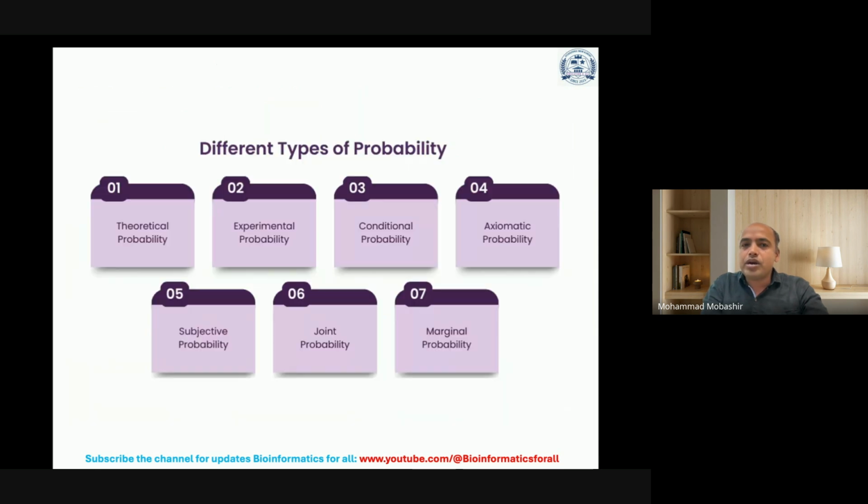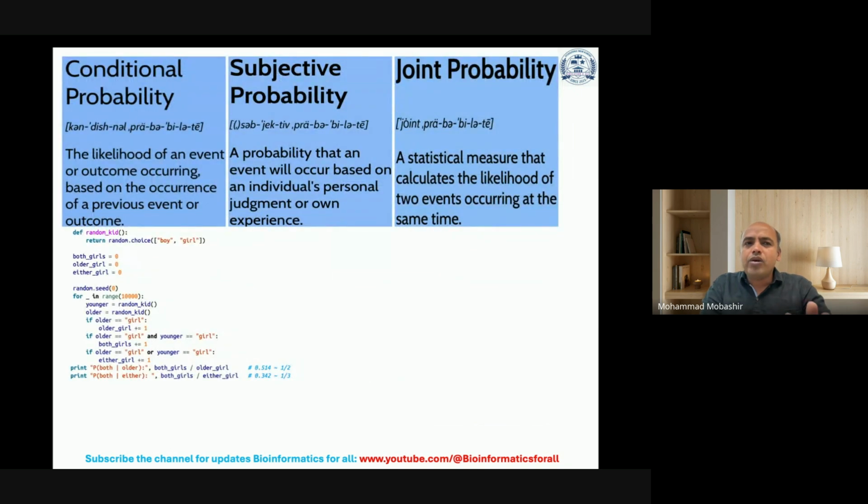Now we are coming to the different types of probabilities. For example, theoretical probability, experimental probability, conditional probability, axiomatic probability, subjective probability, joint probability, and marginal probability. These are the 7 summarized types of probabilities, but in other books you can see some more or fewer types depending on how people summarize. Now I am coming to conditional probability, then subjective probability, then joint probability.